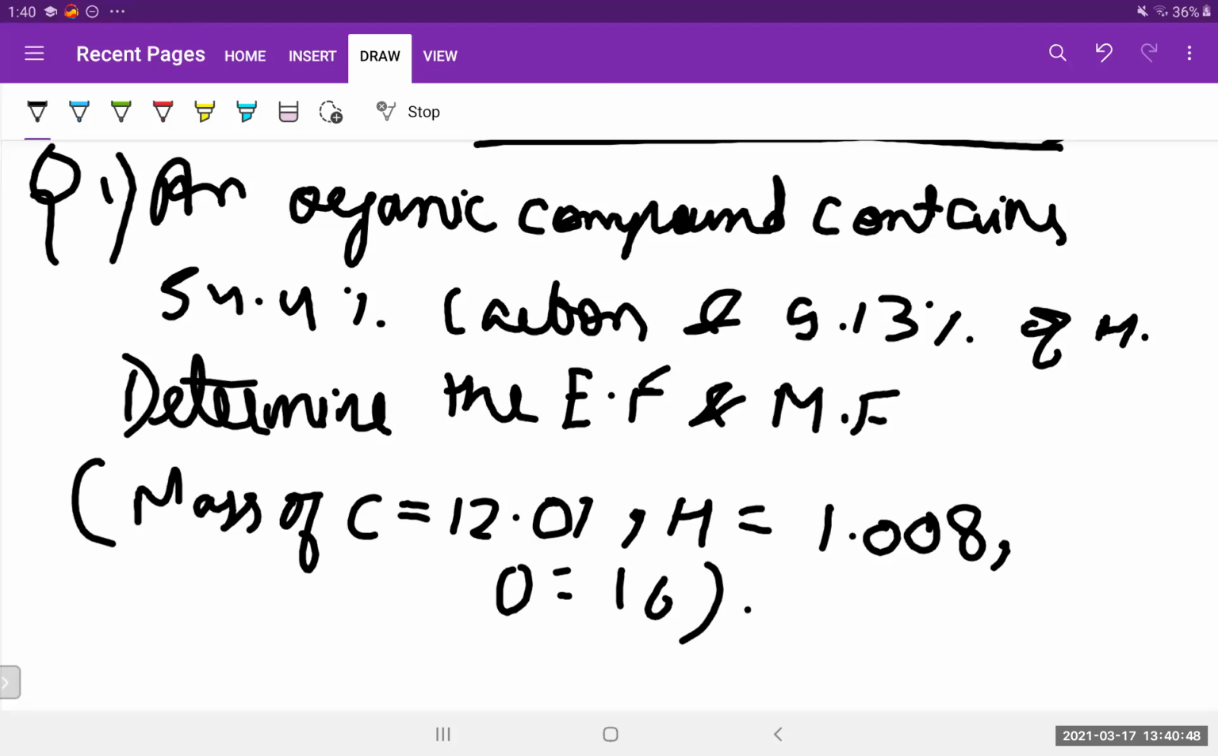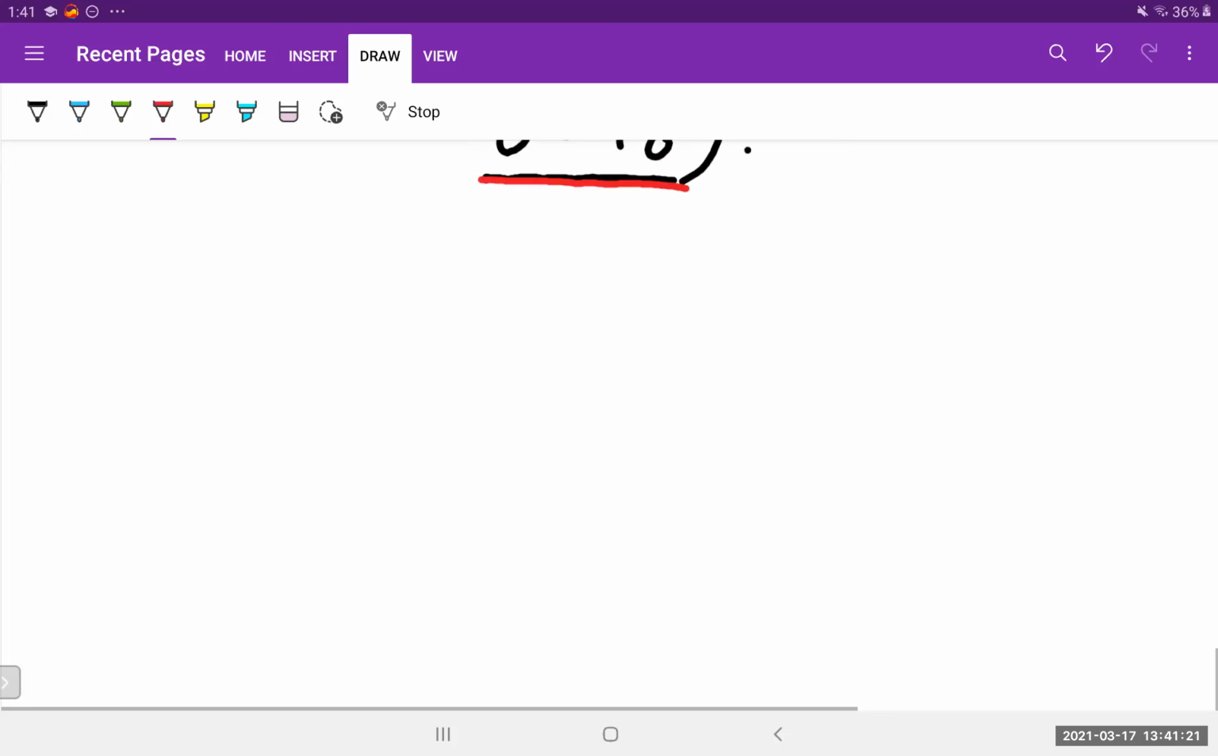So what are we given? We are given the carbon percentage in it and the hydrogen percentage in it. Carbon percentage is 54.4 and hydrogen percentage is 9.13%. Now we have to determine the empirical formula and the molecular formula, and we have to calculate the percentage composition of oxygen as well, because it's there but the percentage composition is not given, so we have to find it out. So let's start with the solution now.